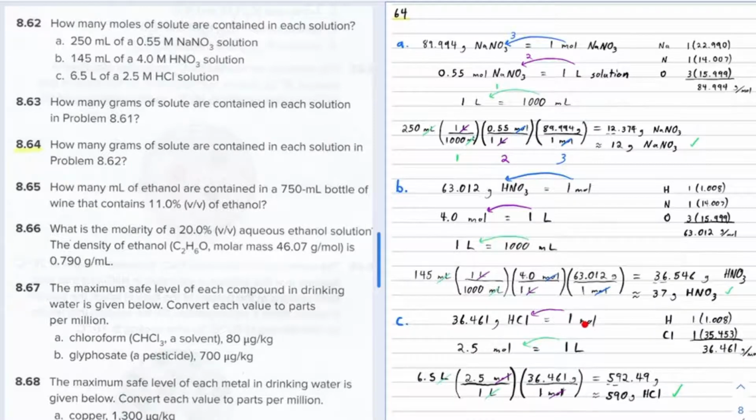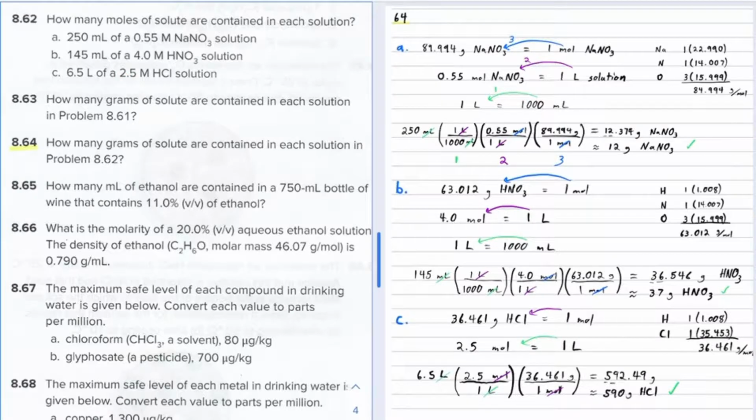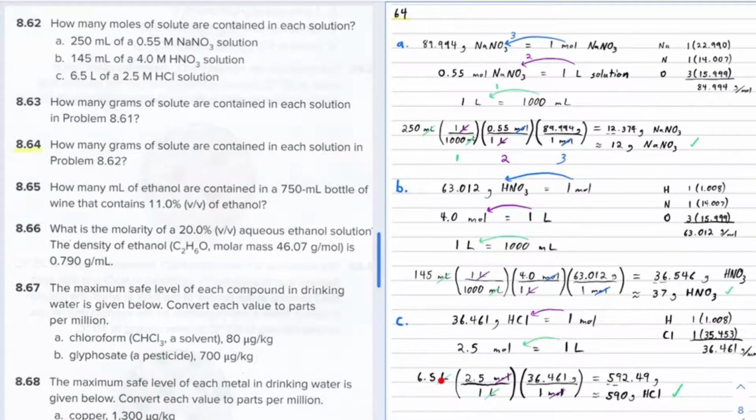So 1 mole contains 36.461 grams of HCl, and 1 liter contains 2.5 moles because it's 2.5 molarity. So starting with the 6.5 liters, get from liters to moles using the concentration, and then from moles to grams using the molar mass. And the units end up giving you grams, and the calculation gives you 592.49, which rounds to 590 grams of HCl.